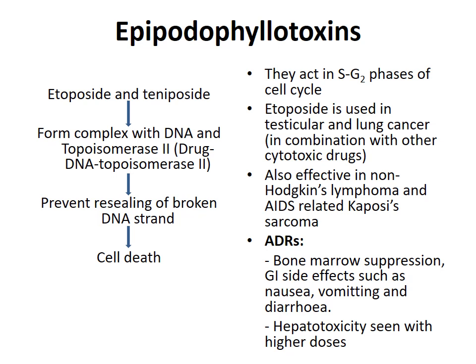Epipodophyllotoxins. They act in the S-G2 phases of the cell cycle. Etoposide is used in testicular and lung cancer in combination with other cytotoxic drugs. It's also effective in non-Hodgkin's lymphoma and AIDS-related Kaposi's sarcoma. Adverse drug reactions include bone marrow suppression and GI side effects such as nausea, vomiting and diarrhea. Hepatotoxicity is seen with higher doses. If we see the mechanism of action, etoposide and teniposide form a complex with DNA and topoisomerase 2. This is the drug-DNA-topoisomerase 2 complex. They prevent resealing of broken DNA strands. Ultimately, this leads to cell death.